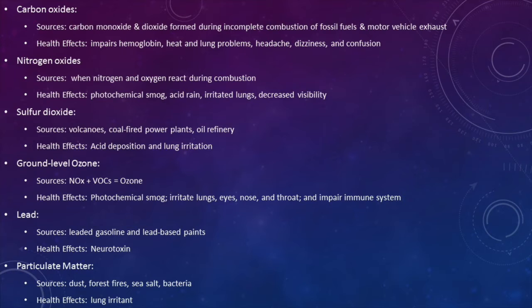Sulfur dioxide smells really bad. It smells like rotting eggs. About a third of the sulfur dioxide in the atmosphere comes from natural sources like volcanoes. The other 2/3 come from human activities, including the combustion of sulfur-containing coal in power plants and oil refining.